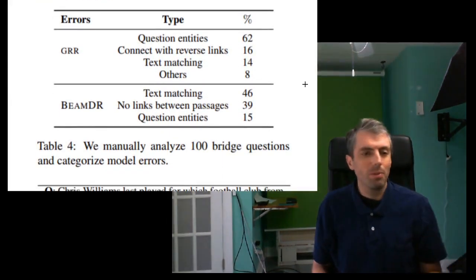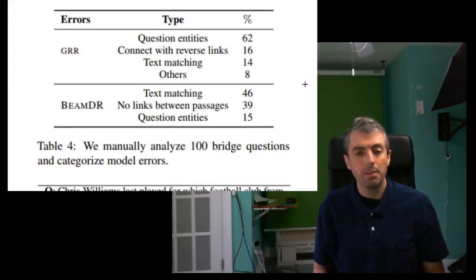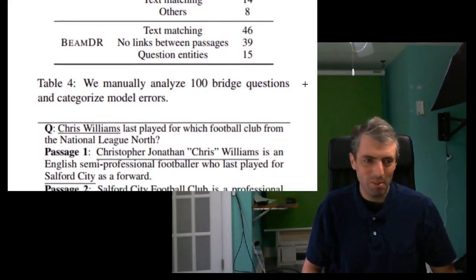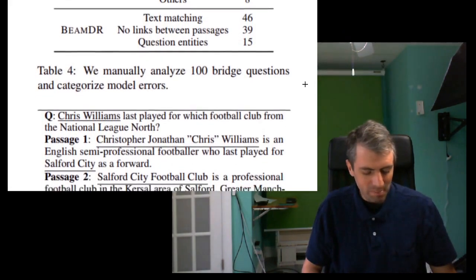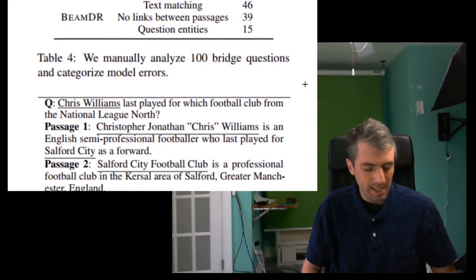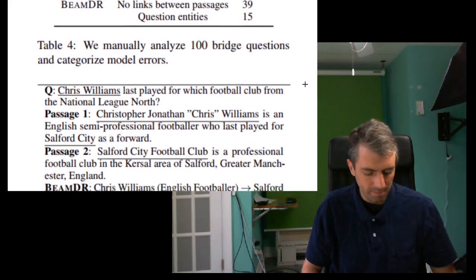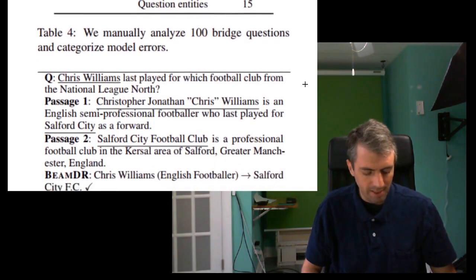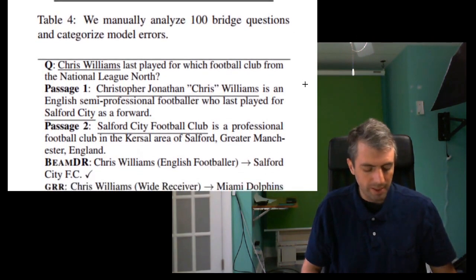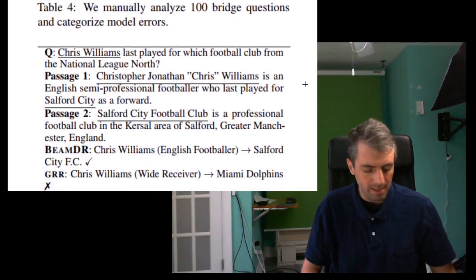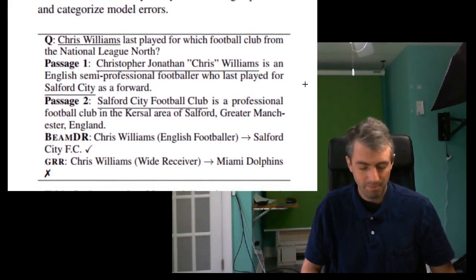Let's take a look at Table 4. We manually analyze 100 bridge questions and categorize the model errors. Let's take a look at Table 5. Case study of BeamDR and GRR retrieval, text-based retrieval approaches. The TF-IDF used by GRR is unable to distinguish two players with the same name. BeamDR correctly identifies the question entity.